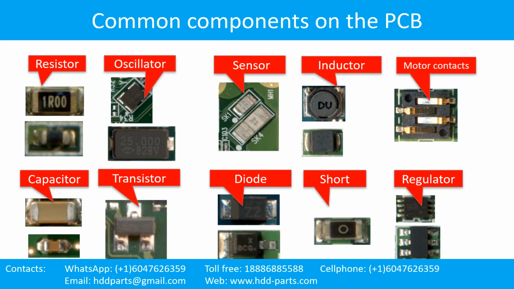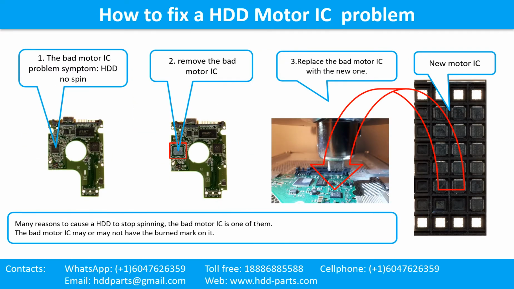This picture shows some regular components on the printed circuit board. How to fix a hard drive motor IC problem. 1. The bad motor IC problem symptom: the hard drive does not spin. There are many reasons to cause a hard drive to stop spinning. The bad motor IC is one of them. The bad motor IC may or may not have the burned mark on it.